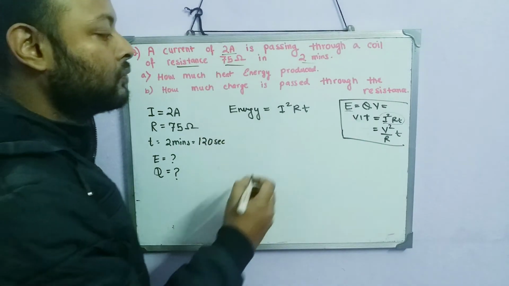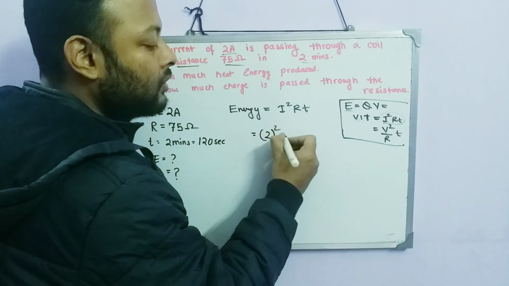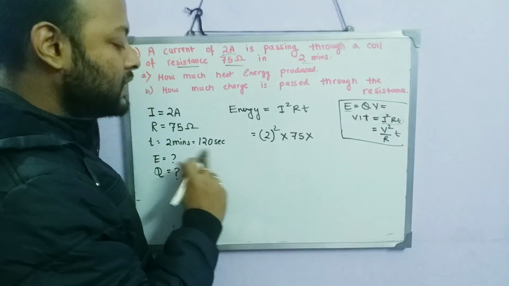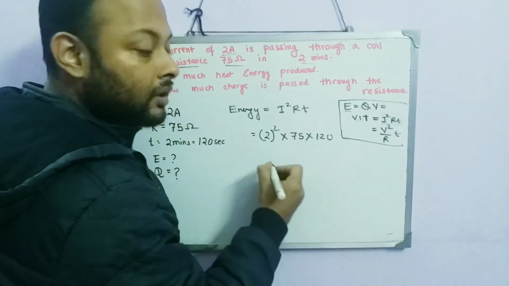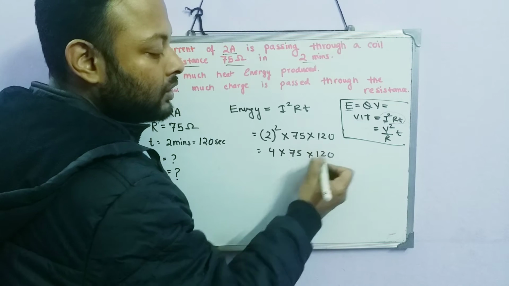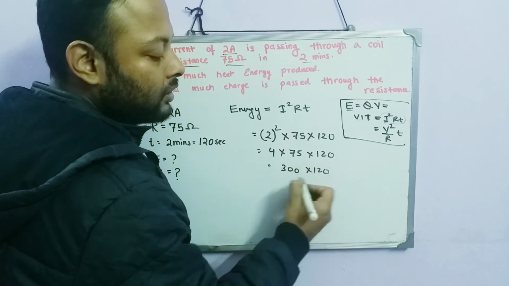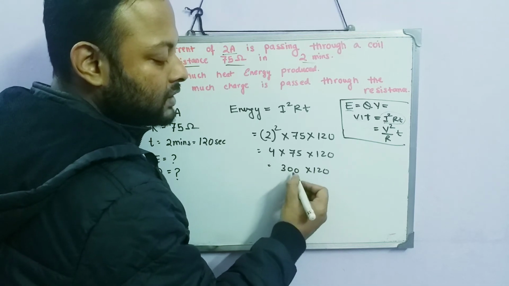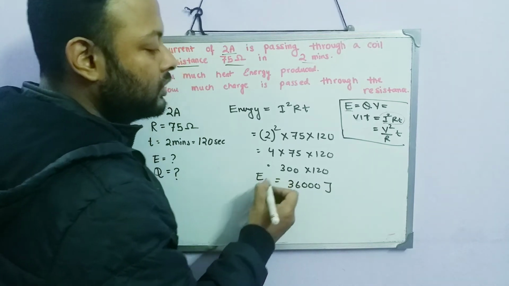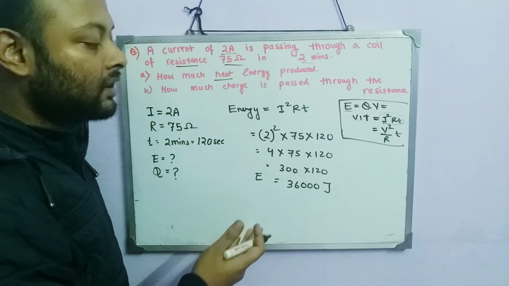Now put the values, we'll get the answer. I square, I means how much? 2 ampere. So 2 square. R is given how much? 75. And time is given how much? 120. So 2 square is 4. This is 75. This is 120. If you multiply 4 by 75, you get 300, and this is 120. Again if you multiply, it becomes 36,000. So this much energy, or rather I will use the word heat energy. This is the amount of heat energy which is produced.